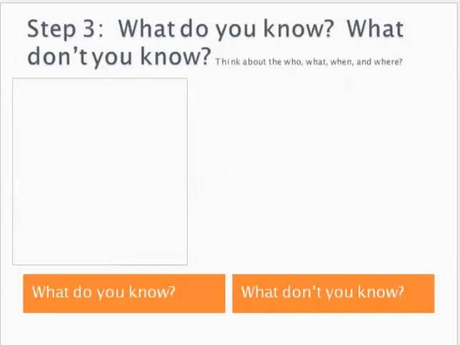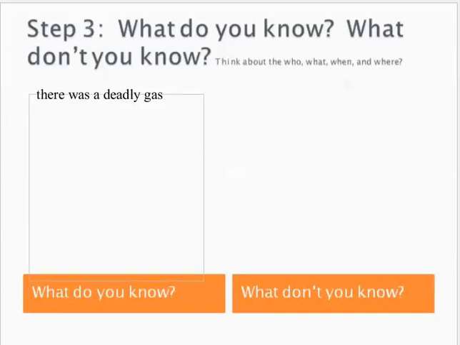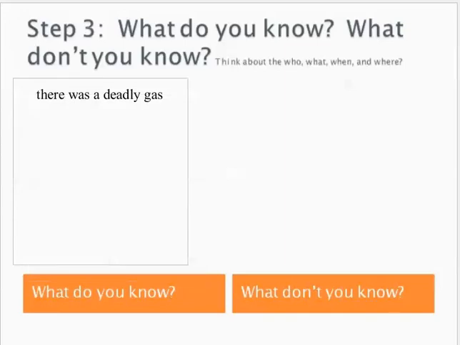We've got two columns here. What do we know and what don't we know? So anything that comes to mind that we now know about this poem from that first reading. Good. Yep. So I see somebody's already added something. So keep on going. And if you have questions, things that you don't know, go ahead and add them in that other column.